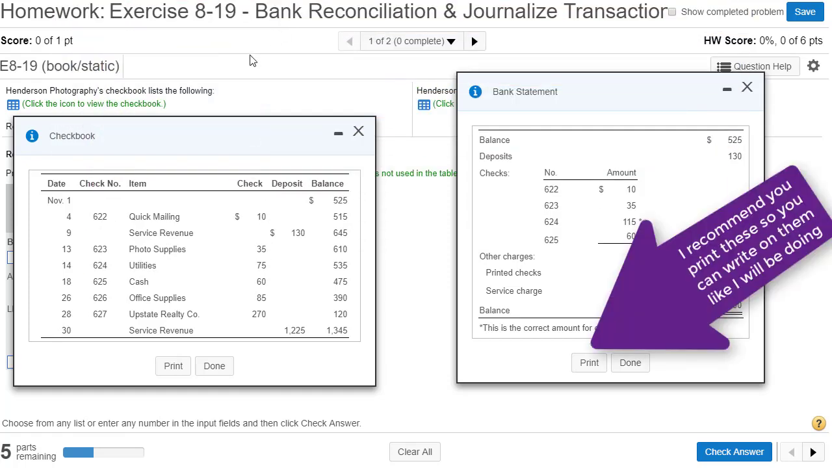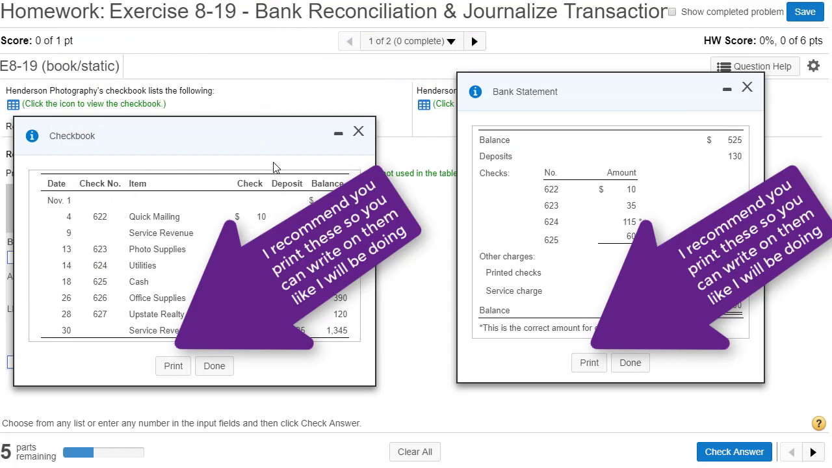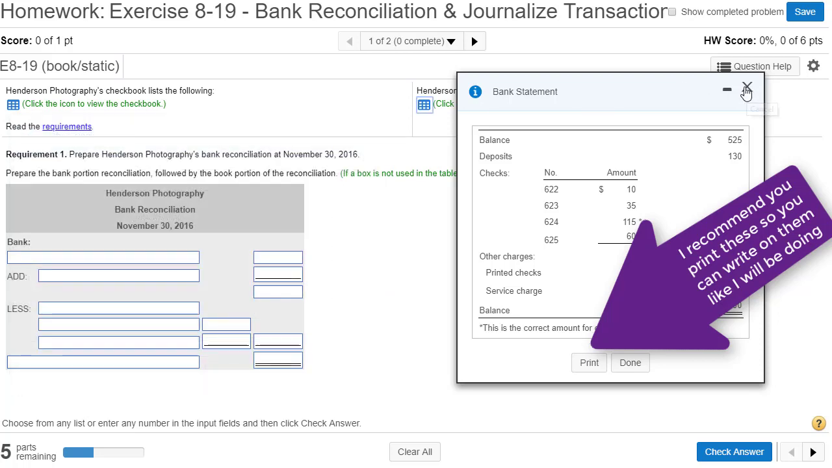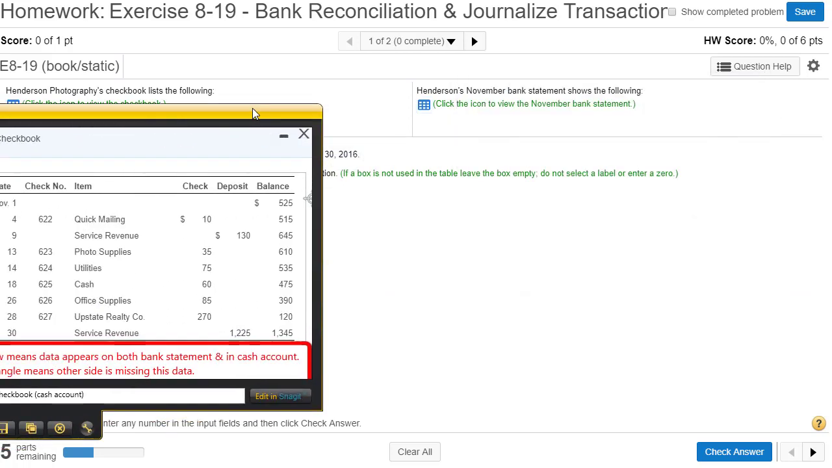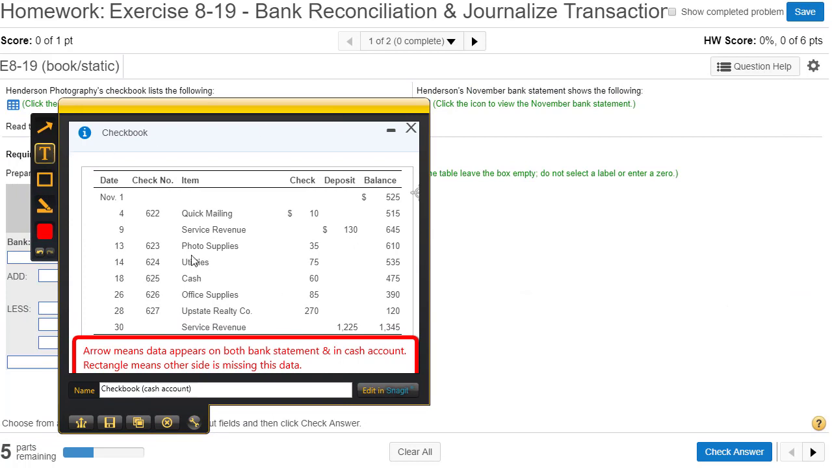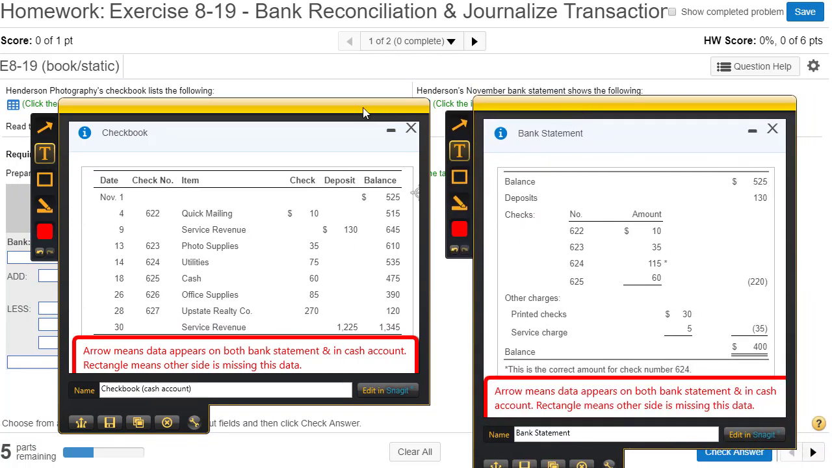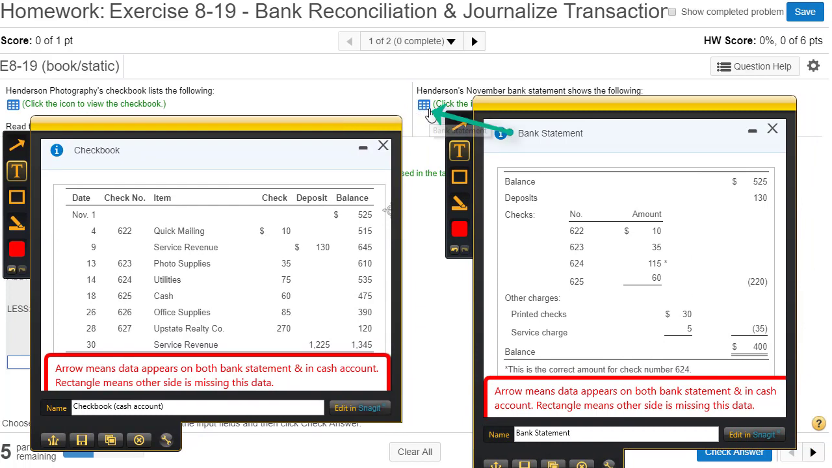And then if we're missing any transactions, we're going to enter them in the journal. And if we made any errors, we need to correct them in the journal. So what we're going to do is go through here one by one and check them off. Now, I can't write on these screens, so I've made these copies, and on these copies I can write on them. So this is the bank statement, which I got from clicking here. And this is the checkbook, which I got from clicking here. So what we're going to do now is just go down here one by one.